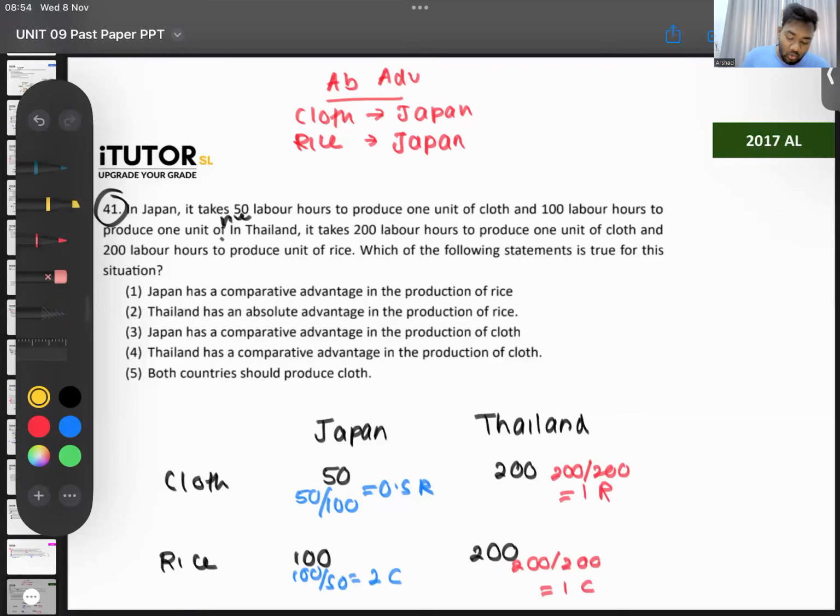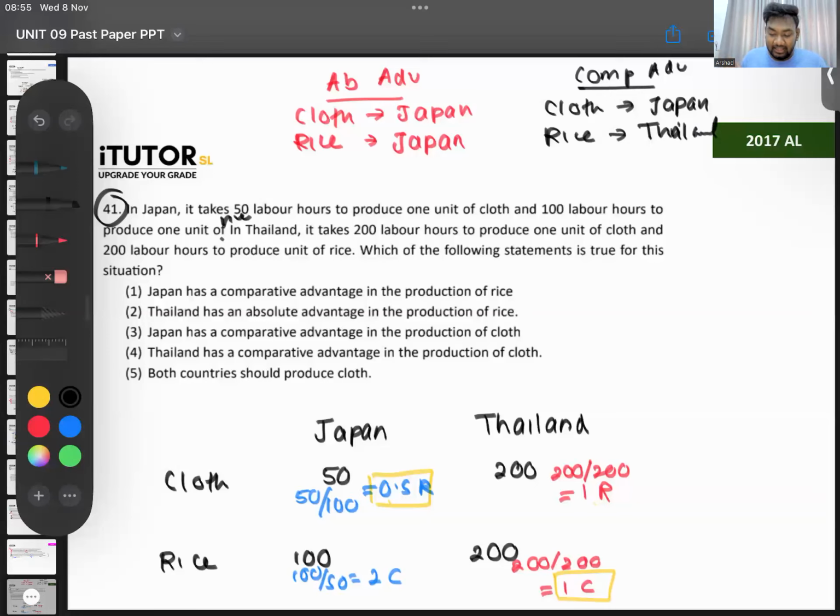So who has the lower opportunity cost for cloth? Japan 0.5 rice, Thailand 1 rice. Japan. Who has the lower opportunity cost for rice? Japan 2 cloth, Thailand 1 cloth. Thailand. That is their comparative advantage. So for cloth, the comparative advantage is with Japan, and for rice, it is with Thailand.